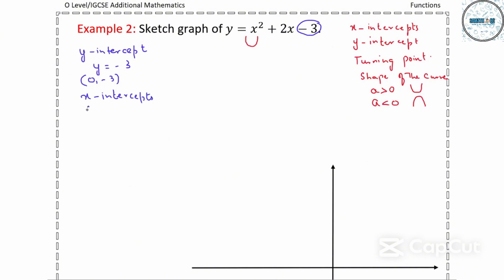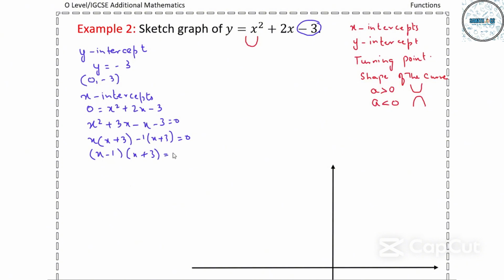For x-intercepts, we have to take the value of y as 0. Now we can solve this quadratic equation by middle term breaking. x squared plus 3x minus x minus 3 is equal to 0. x is common, x plus 3. Minus 1 is common, x minus 1 times x plus 3. So (x minus 1)(x plus 3) is equal to 0. So we have x is equal to 1 and x is equal to -3.